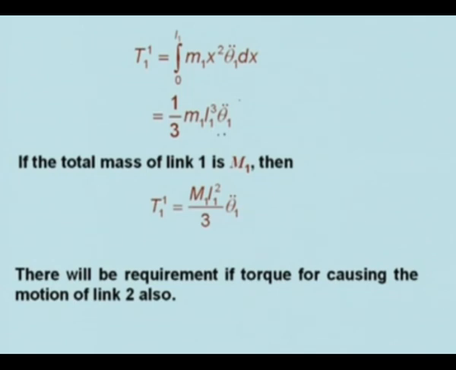So this is a very nice expression. That means theta 1 double dot is equal to alpha, so T is equal to I alpha. Had only the first link been present and the other link was not there, then the matter was finished, because this is the torque contributed by the particles of the first link, and the motor will supply that torque. However, there will be a requirement of torque for causing the motion of link 2 also.